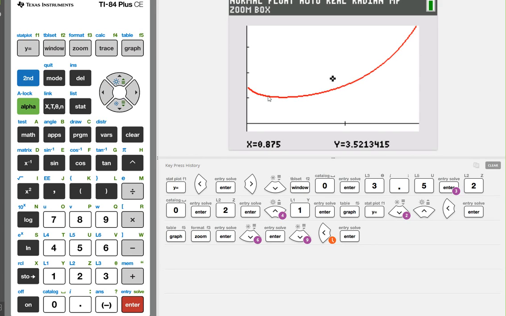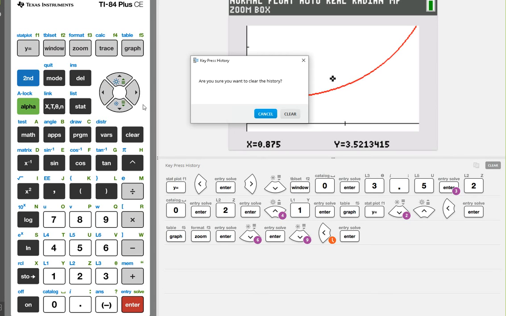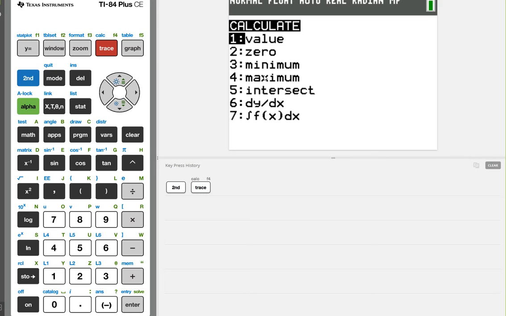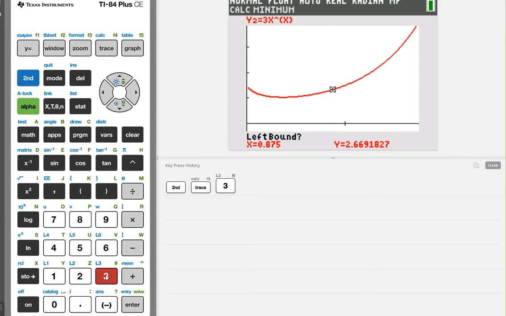I think I can easily see that there's a minimum someplace around here. To find that minimum, you're going to use the calculate menu. So to get there, you hit the second key, then the trace key. You want to find a minimum. And it's saying, all right, well, what's the left bound? So choose something comfortably to the left of wherever the minimum is. In this case, a 0 will work. Now for the right bound, you can again type in a number like 1, or you can cursor there. Your calculator doesn't care which one you do, just as long as you give it an interval upon which to look for a minimum. You press enter once you have your right bound, and then it's going to ask you for an initial guess. Just press enter again.